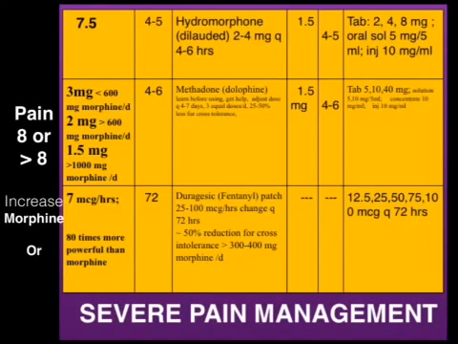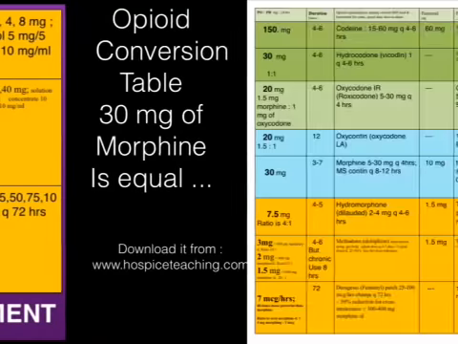For Duragesic, you need to be careful also, and change the Duragesic patch every 72 hours or so, and 50% reduction for cross tolerance if the person is taking more than 300 or 400 milligram of morphine per day. And 7 microgram per hour is equivalent to 30 milligram of morphine. And the ratio is 4 to 1.